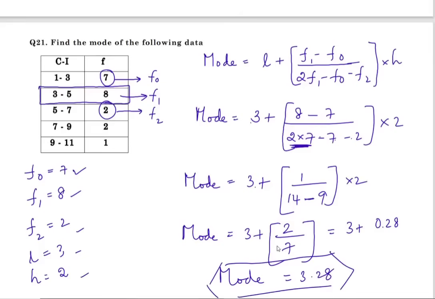Many of the students, while doing the evaluation, add 3 plus 2 by 7 or multiply 7 into something. Don't do any of those things. 3 plus, don't do anything for the lower limit, just simplify inside the bracket. After that you can directly add the value.